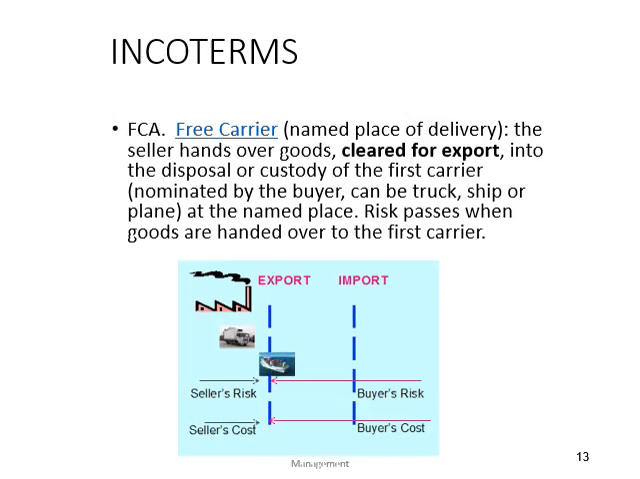FCA, free carrier, named place of delivery. The seller hands the goods cleared for export into the disposal or custody of the carrier, the first carrier that could be nominated by the buyer. It may be a truck or a ship or a plane at a named place, so the risk passes when goods are handed over to the first carrier.